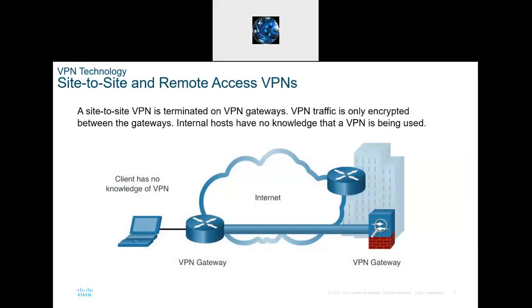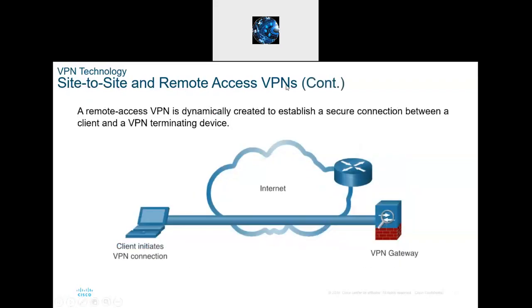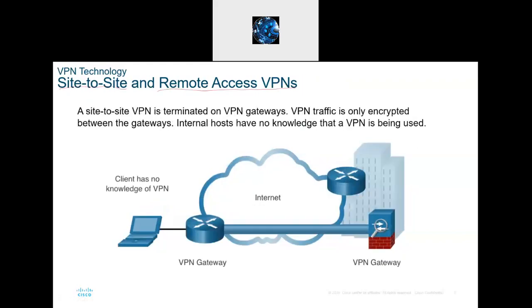Okay. All right. So there are different types of VPN. When you want to set up a VPN, majorly you can classify them into two. We have site-to-site VPN, and then we also have remote access VPN. So what is the difference between the two?